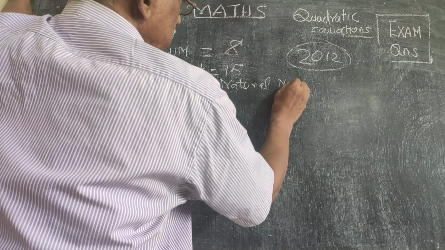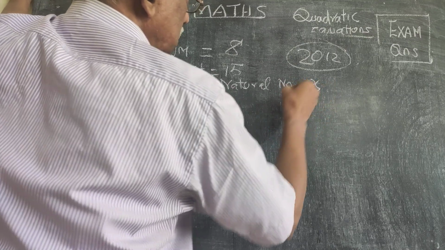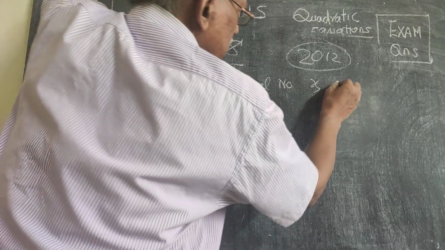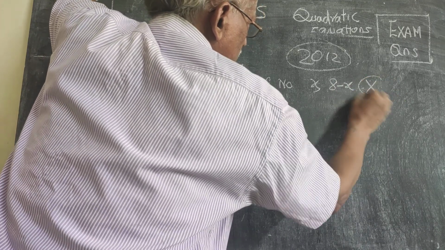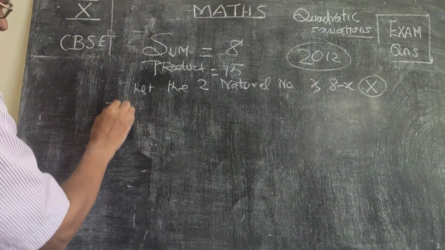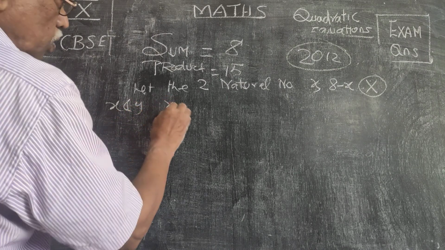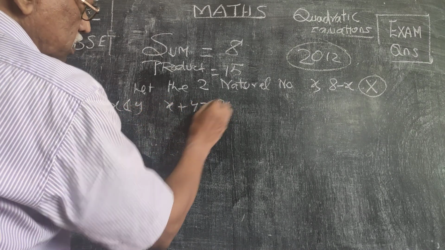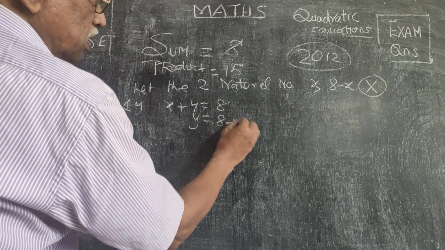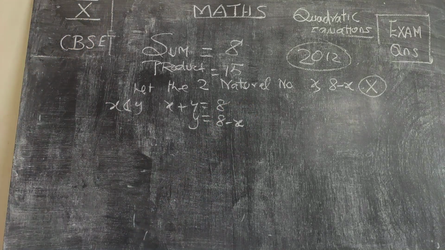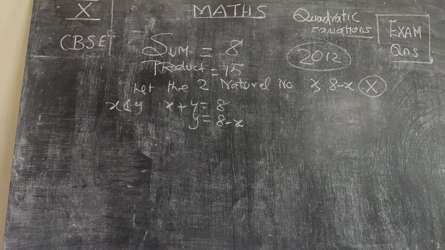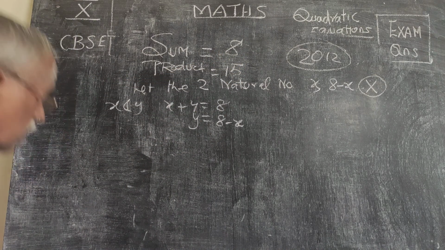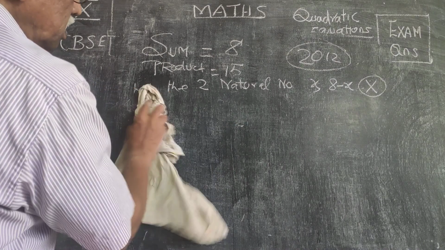Let the two natural numbers be x. Since the sum is 8, I am taking the other number as 8 minus x. Or you can take them as x and y and do the next step: x plus y equal to 8, therefore y equal to 8 minus x. Or you can straight away write like this also: let the two natural numbers be x and 8 minus x. Now the product is given as equal to 15.